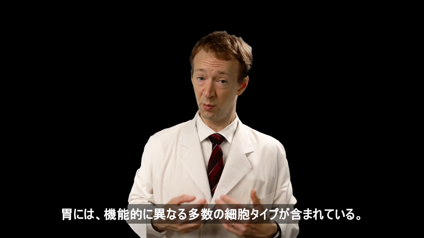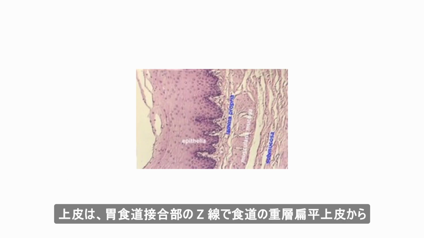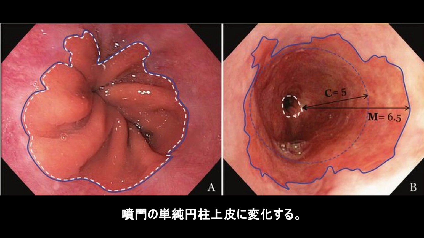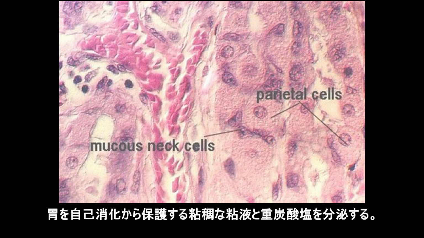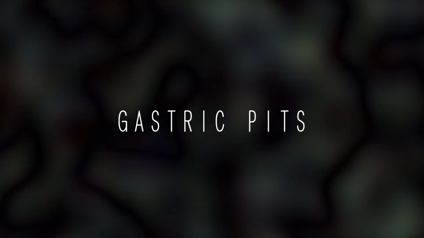The stomach contains a number of functionally distinct cell types. The epithelium changes from the stratified squamous epithelium of the esophagus to the simple columnar epithelium of the cardia at the Z-line of the gastroesophageal junction. Alveolar cells along the lumen secrete viscous mucus and bicarbonate that protect the stomach from self-digestion.